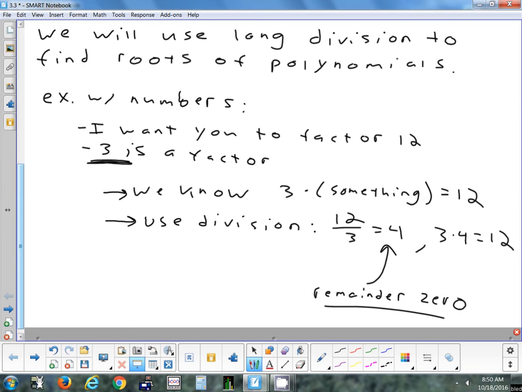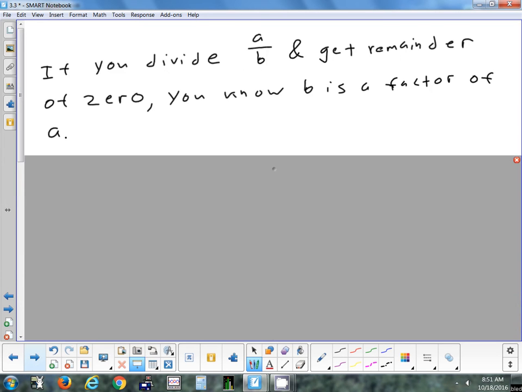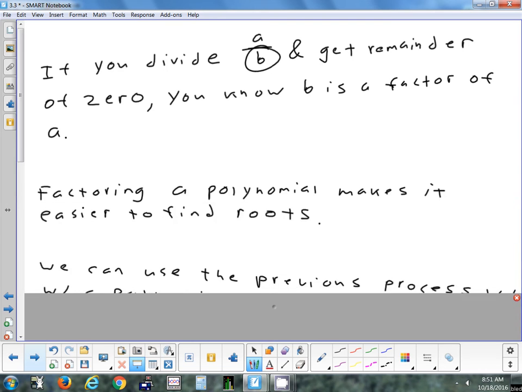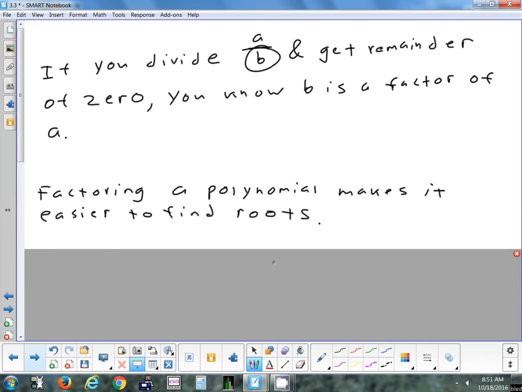And so we're going to do exactly the same thing, except we're going to do it with polynomials. We're still going to look for all the same things. Look for a remainder of 0, look for that quotient, and we know the quotient is a factor as long as you get a remainder of 0. That's exactly what I just said to you guys. If you divide two things, you get a remainder of 0, you know that what you divided by is a factor. And factoring makes it very easy to find the roots.